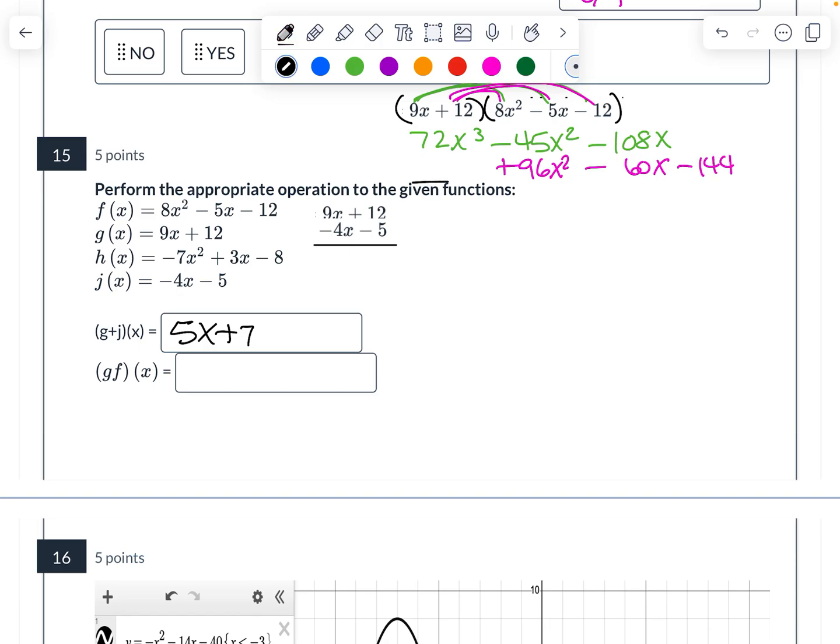And then I'm going to combine those two answers, which gets me 72x to the power of 3 plus 51x to the power of 2 minus 168x minus 144.